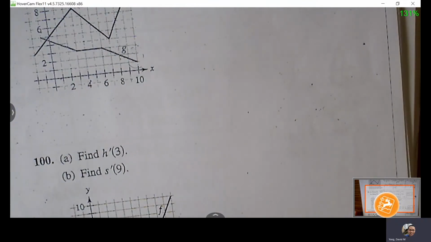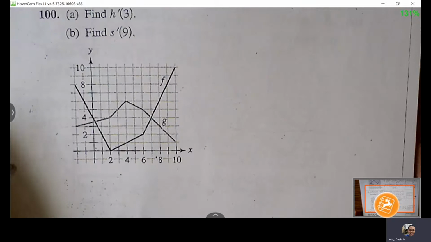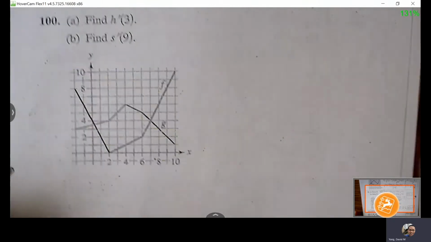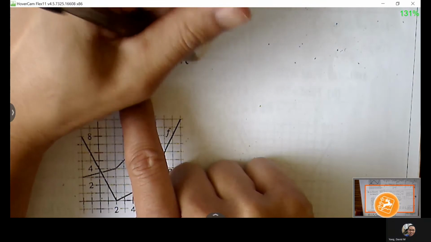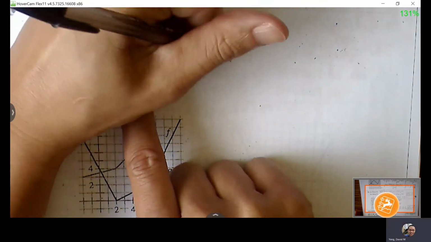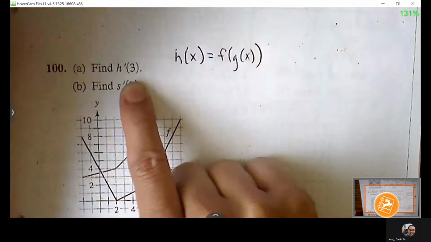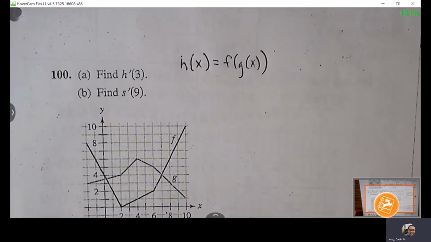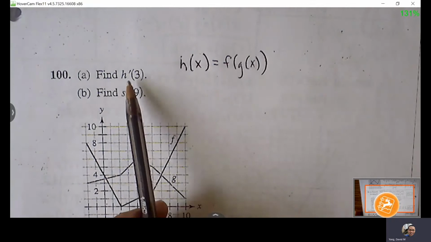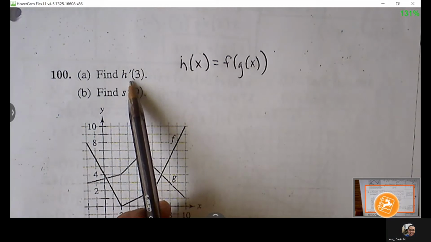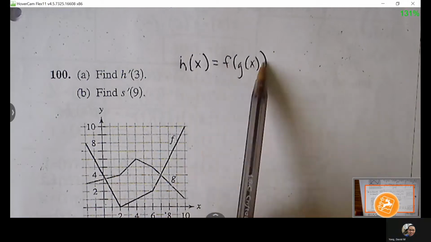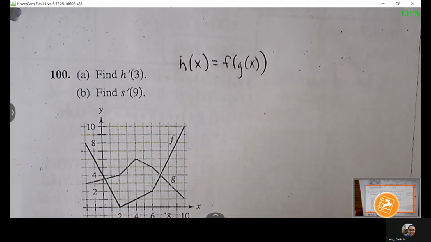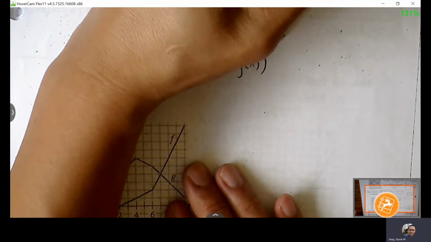For 100, let's do it from a chain rule perspective. So on my key, I did it from a product rule perspective. Okay, so H prime of 3. Okay, don't involve 3 first. We first have to do what? Chain rule, right? Find the derivative first.